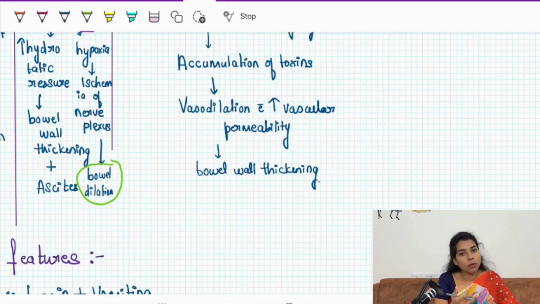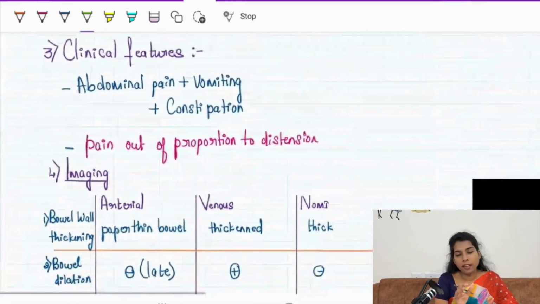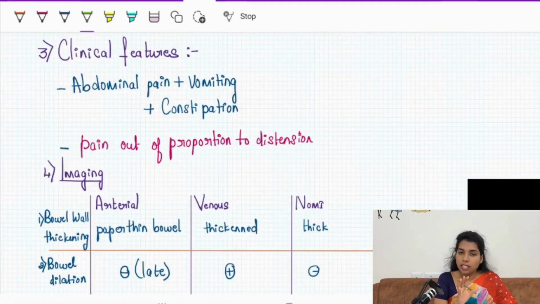Because of which you will see that there is a bowel wall thickening, edematous bowel wall thickening. Now that we understood the pathogenesis, we look at the clinical features. Clinical features will mimic any intestinal obstruction. This will also come with the same features, that is abdominal pain, distension, vomiting, constipation.